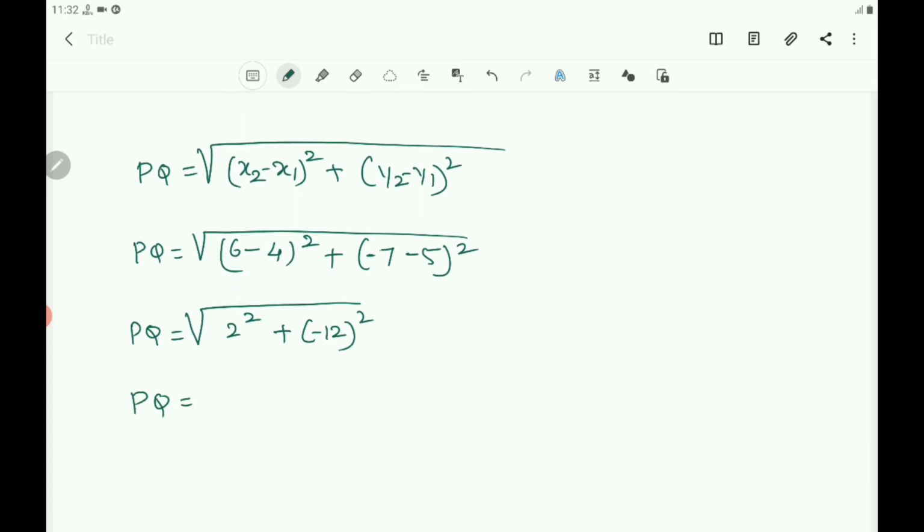Then PQ equals 2 square is 4, plus minus 12 whole square, which is 144, 12 into 12. So minus 12 whole square is also 144. Then PQ equals 4 plus 144, that is 148, root 148. If it is possible, try to express it. If you know the exact value, write it, or otherwise use the division method.